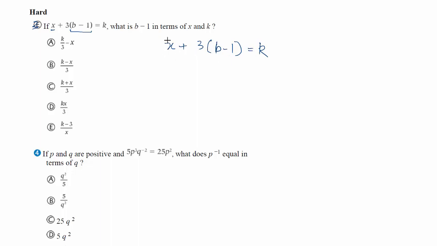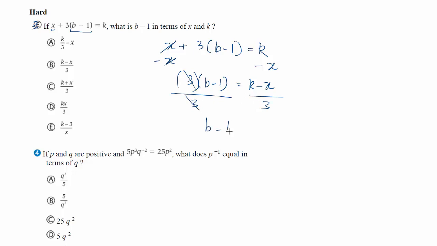This x is in addition with this whole thing, so we'll subtract x from both sides. And then you will get 3 times (b minus 1) equals k minus x. Now b minus 1 is in multiplication with 3, right? So we can eliminate 3 because it's in multiplication, so we'll divide by 3 on both sides. The 3s will cancel out. So b minus 1 will be equal to (k minus x) divided by 3.